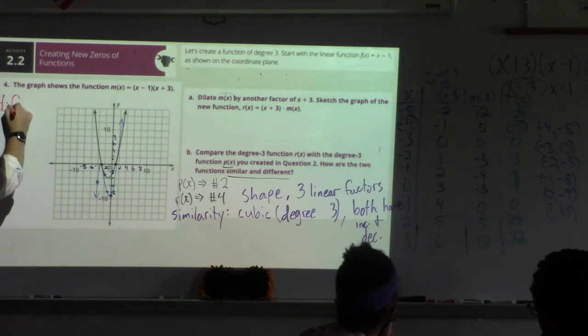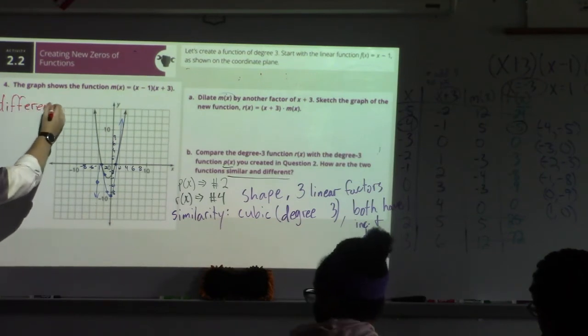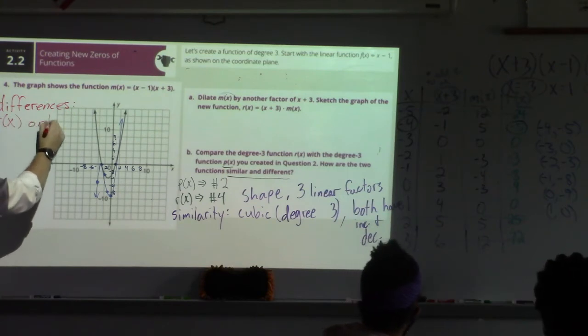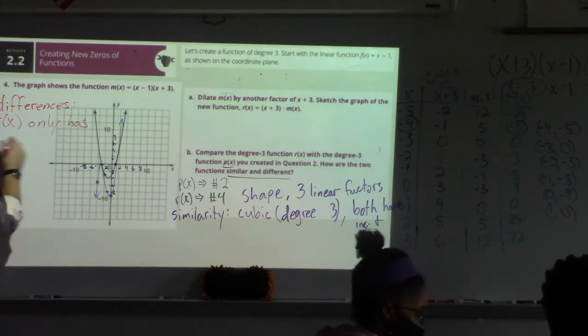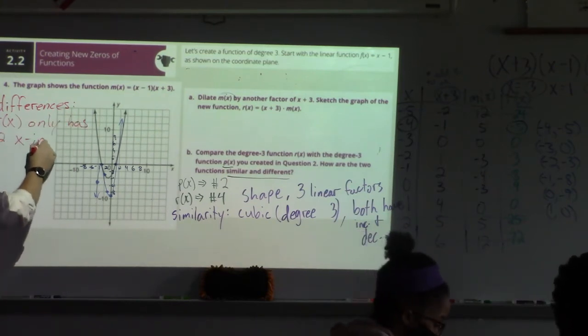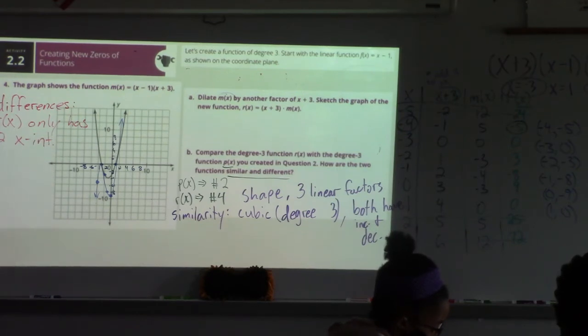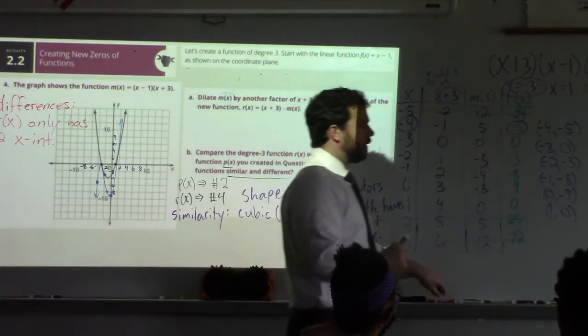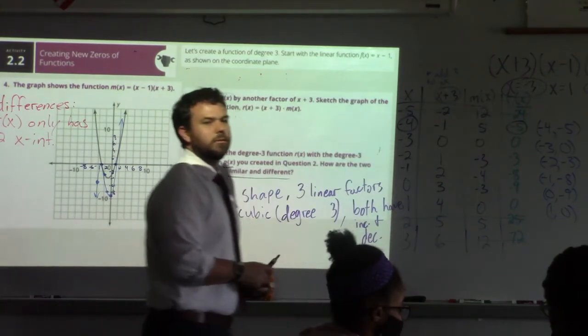All right, so differences. What do we see? R of x only has 2 x-intercepts. That's the really big difference. Anybody have a guess as to why? This is what we're going to focus on here. Why does r of x only have 2 x-intercepts?